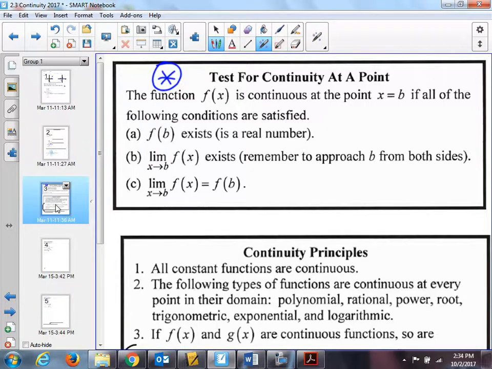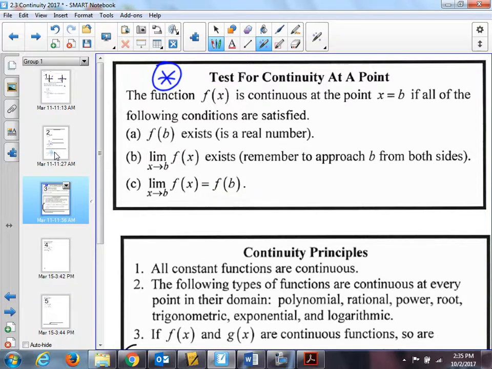If A and B pass, check, check. Does the limit give you the same answer as just the function without calculus, just the way you would have? If it does, it's continuous. If it doesn't, it's not continuous.